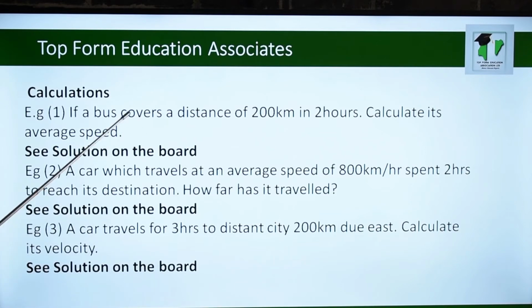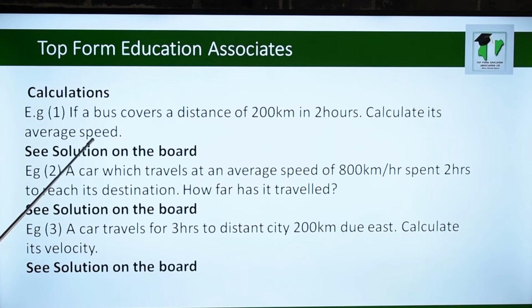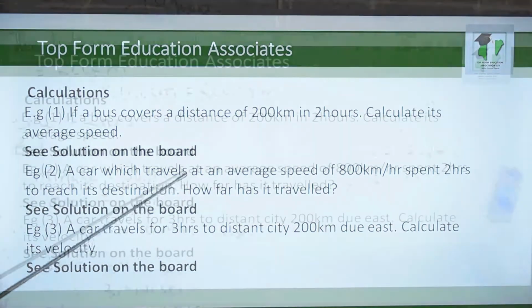Now I want to see how we can solve some problems under speed and what? Velocity. The first example we have here says, if a bus covers a distance of 200 kilometers in 2 hours, calculate its average speed. So I want to see the board now for solution to this question.